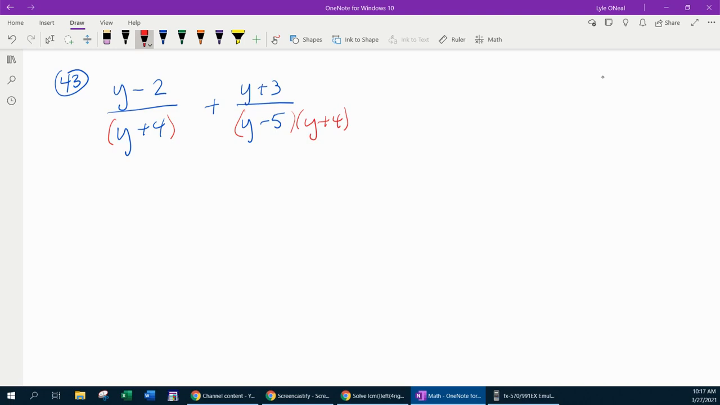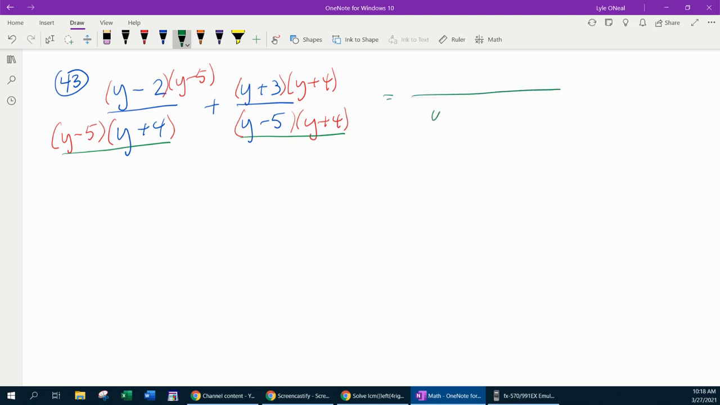And whatever I do to the bottom, I have to do to the top. So we're going to multiply top and bottom by y plus 4. The y plus 4 needs the y minus 5. Whatever I do to the bottom, I have to do to the top, so we're going to multiply the top by y minus 5. And now if you look at the denominators, you're going to see they both say y minus 5, y plus 4. So now we have a common denominator, y minus 5, y plus 4. It doesn't matter what order you put them in.